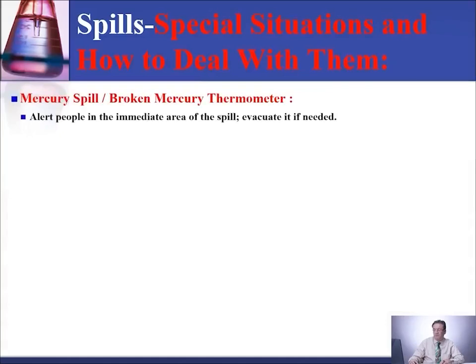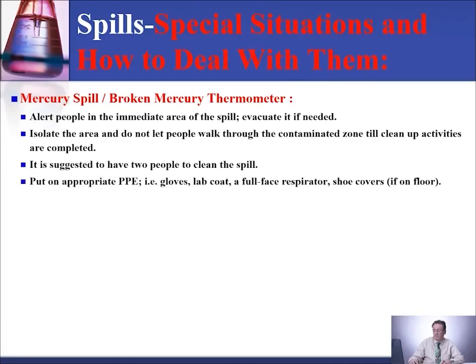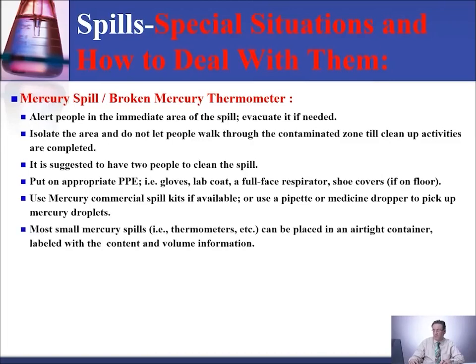If you have a mercury spill or a broken mercury thermometer, alert the people in the immediate area of the spill and evacuate if needed. Isolate the area and do not let people walk through the contaminated zone till the cleanup activities are completed. It is suggested to have 2 people clean up the spill. Put on appropriate PPE. Use a commercial mercury spill kit if available, or use a pipette or a dropper to pick up the mercury droplets.